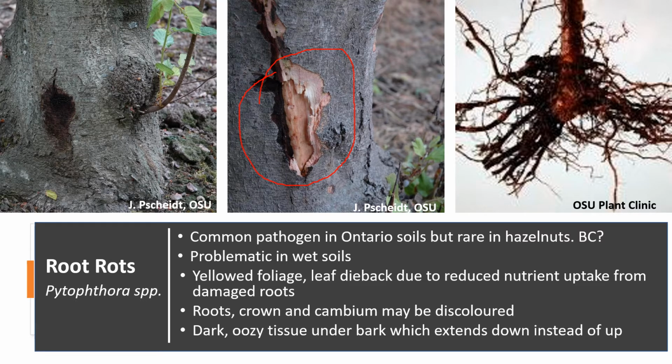So these ones are really important to be aware of because we have nothing currently registered in Ontario to control root rot. So once you have a root rot, you're stuck with it. So the best way to avoid it is to try to keep the hazelnuts as healthy as possible and locate them in fields that can drain and that don't stay wet for prolonged periods.